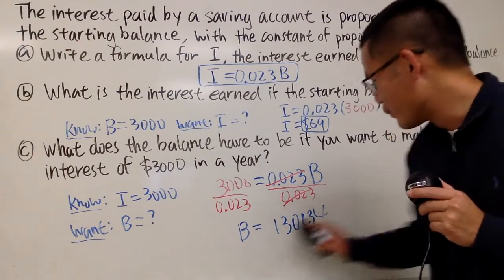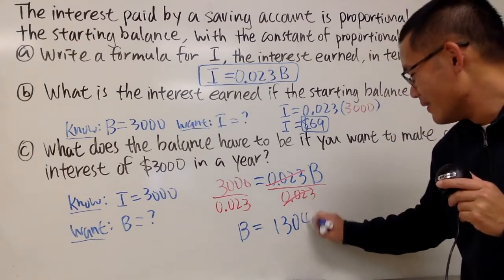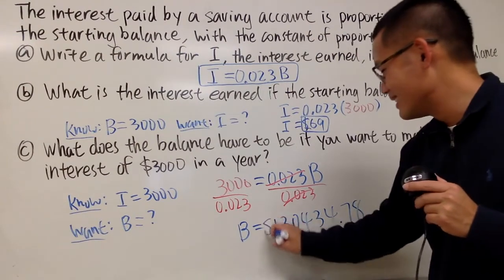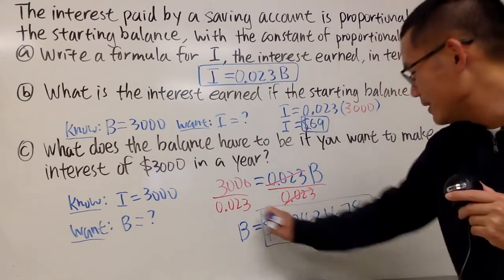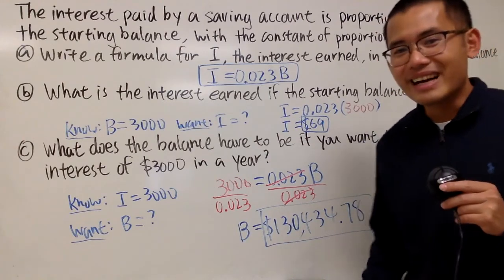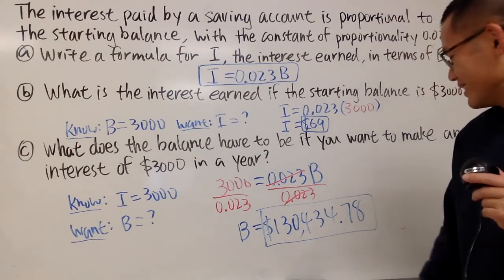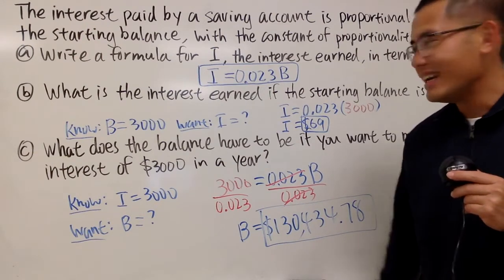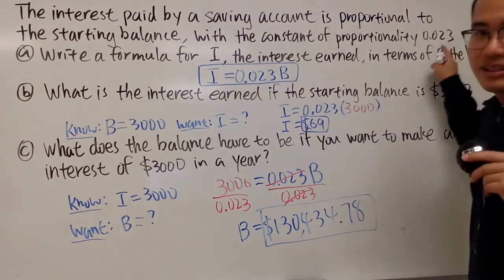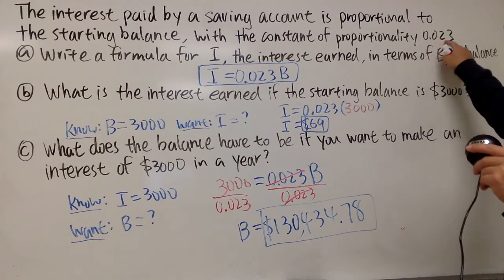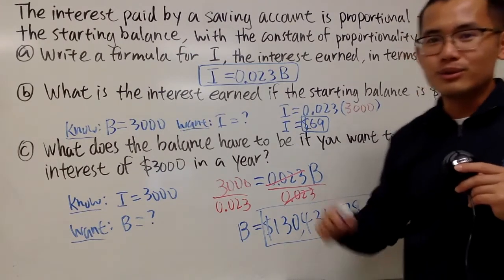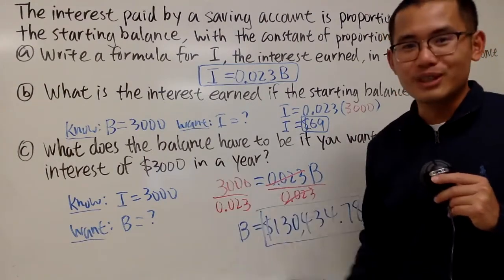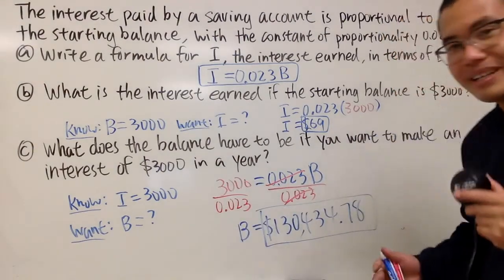130,433 and 47 cents. Wow, it's a big amount of money. And maybe we should put a comma right here. So yeah, 130,433.78. If you have this amount, and in fact, this right here is actually the interest rate. Move the decimal twice to the right. Look for the interest rate that pays you 2.3%. And if you have this much money, in 1 year you can get $3,000. Good deal, huh? But anyway, that's it.